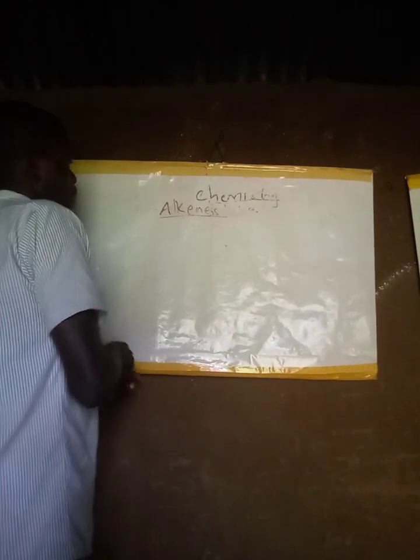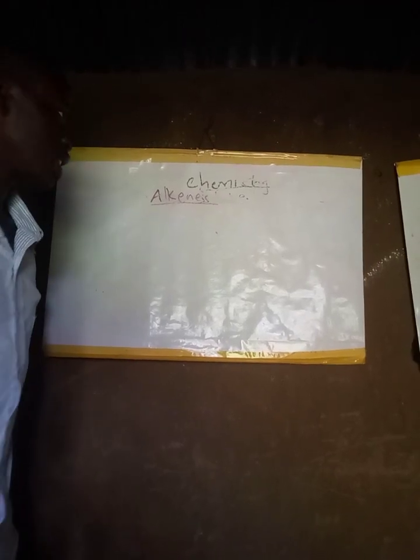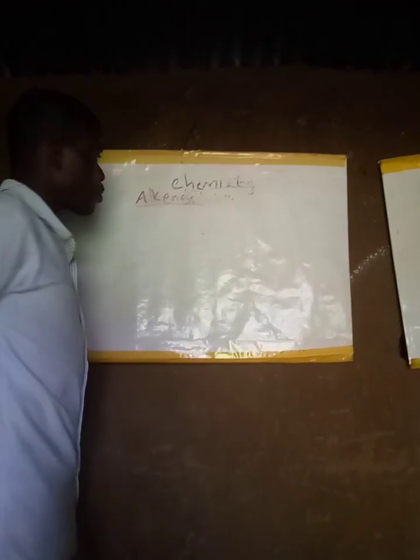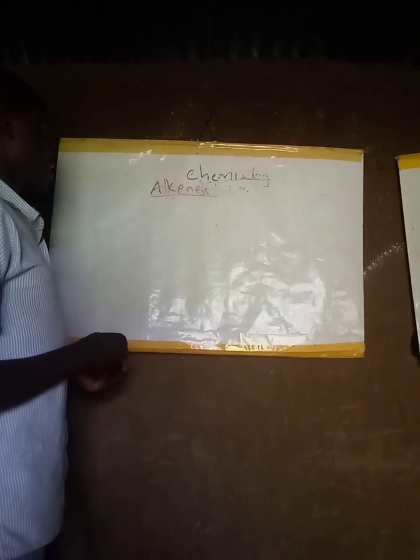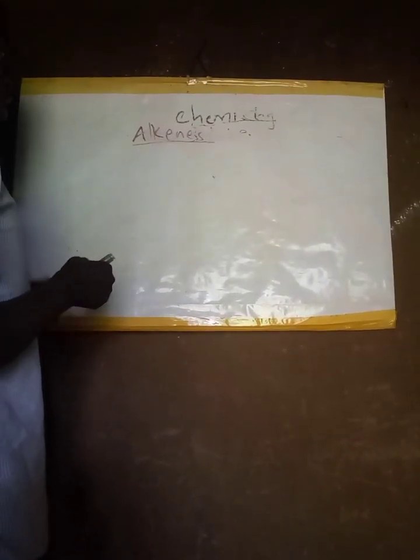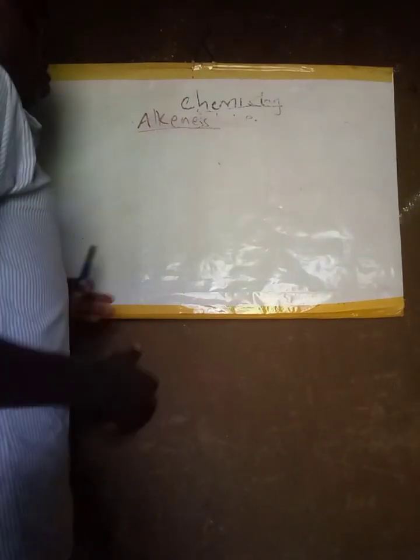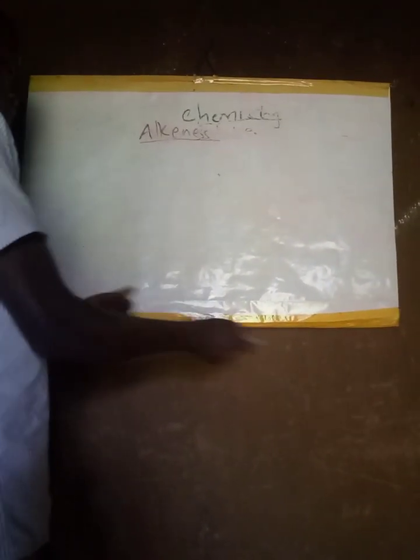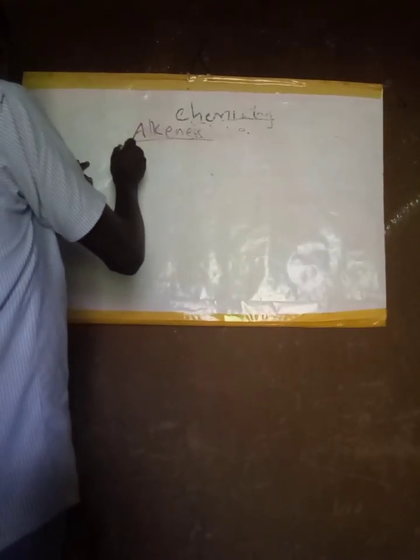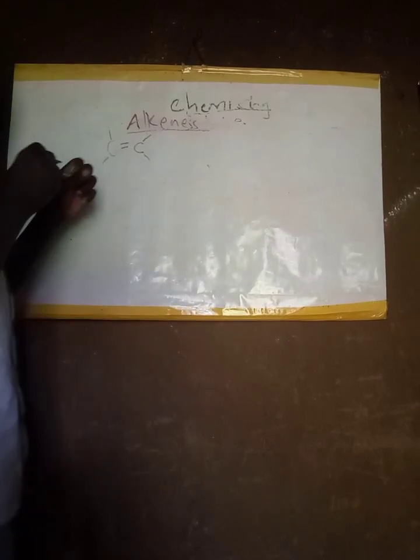So alkenes, this is the second part of the organic compounds or hydrocarbons. Alkenes are hydrocarbons that contain a double bond between carbon atoms. The first alkene is ethene. There's no alkene of methane. It starts from ethene because a double bond needs another atom to be attached to. Methene is unstable. So ethene is what we call the simplest alkene.